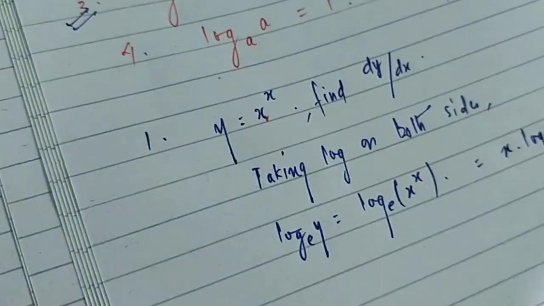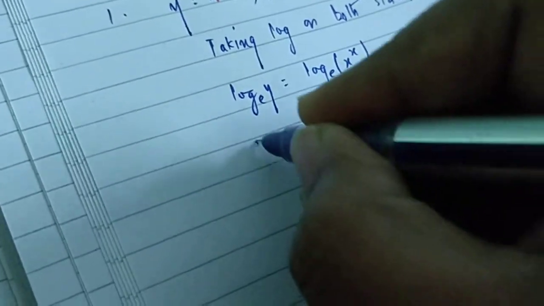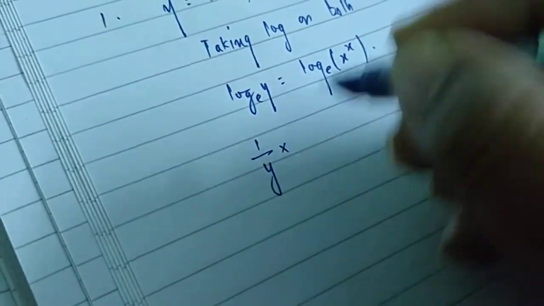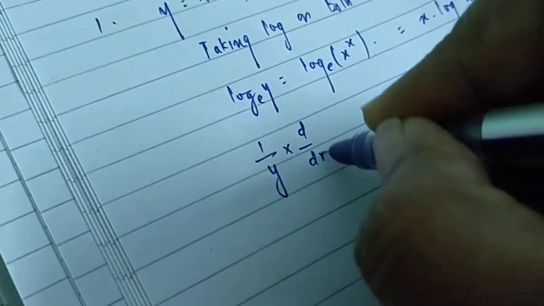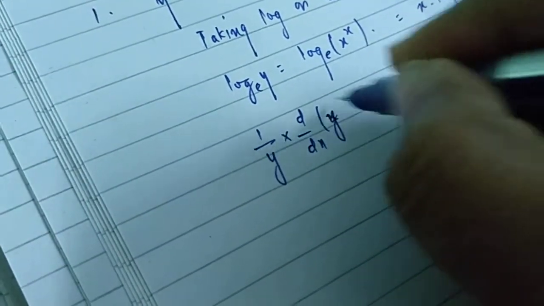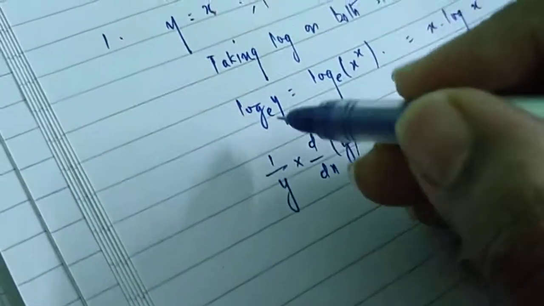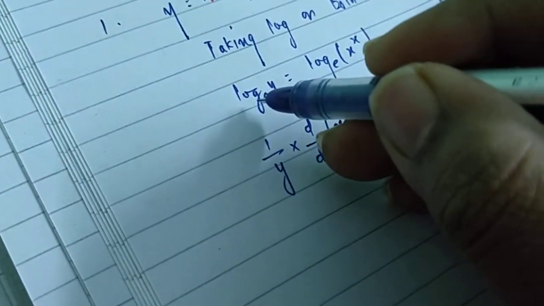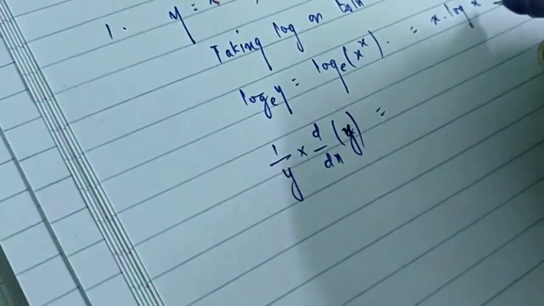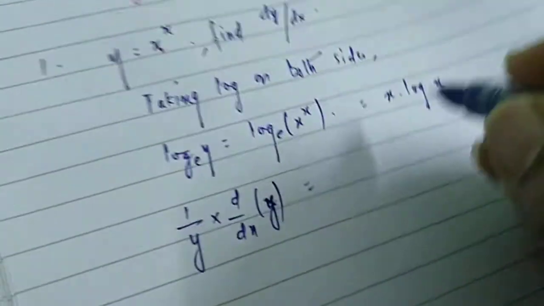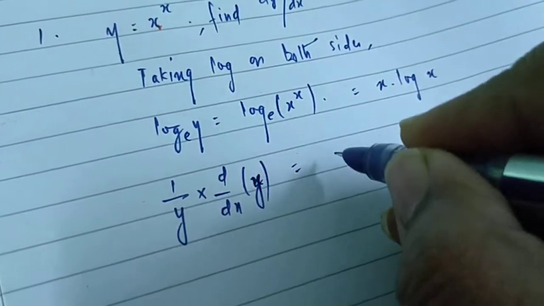Now differentiating both the sides with respect to x, what will we get? What is the differentiation of log y? It is 1 by y. Since you have the element as y, not as x, you need to multiply d/dx of y. This is as per the chain rule. So we have 1 by y into d/dx of y is equal to d/dx of x log x. Which rule are we going to apply here? We are going to apply the product rule, that is the u into v rule.